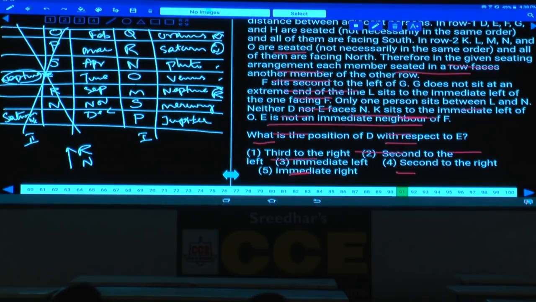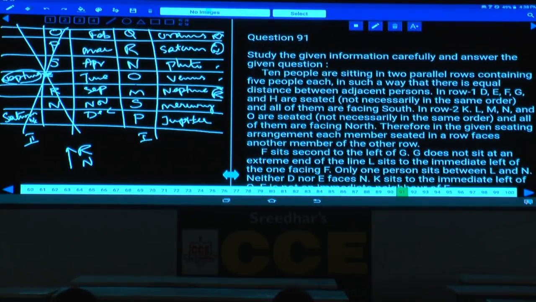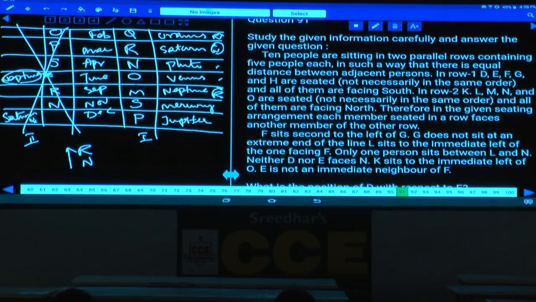Now in these question numbers 91 to 95, what is given? In total, how many people do we have? 10 people are seated in 2 parallel rows, that means 5 people in each row, in such a way that there is an equal distance between adjacent persons. In row 1, D, E, F, G and H, and in row 2, K, L, M, N and O. They are facing towards north. Therefore, in the given seating arrangement, each member seated in a row faces another member of the other row.